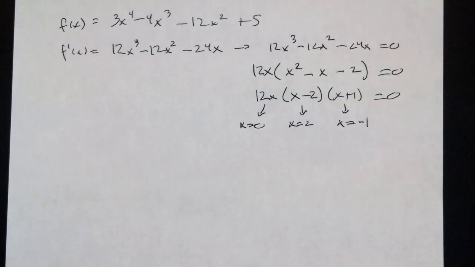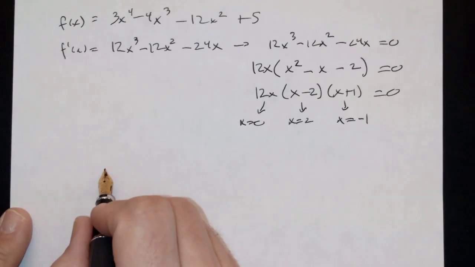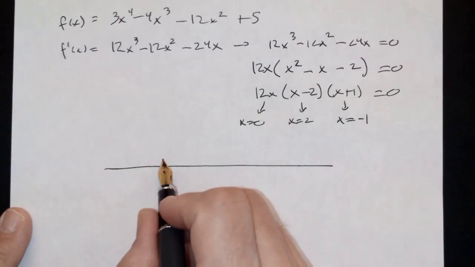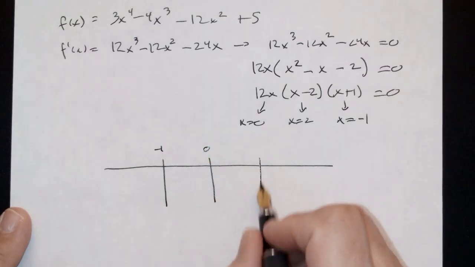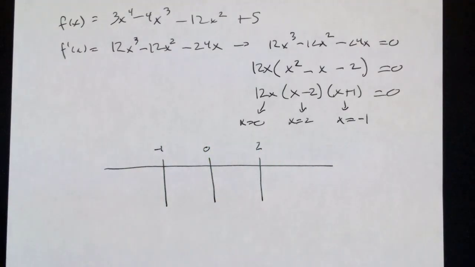And now I find myself in the same boat. Make a sign chart. Create a number line. Put these on them. It is absolutely important that you put the critical points on the line in the right order. I know that sounds silly. I cannot tell you how many times I've seen it done. -1 is smallest, then 0, then 2. Please put them in the right order.